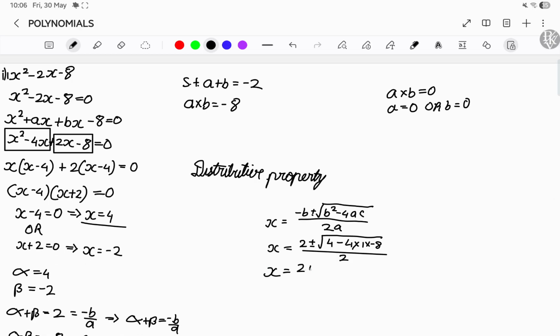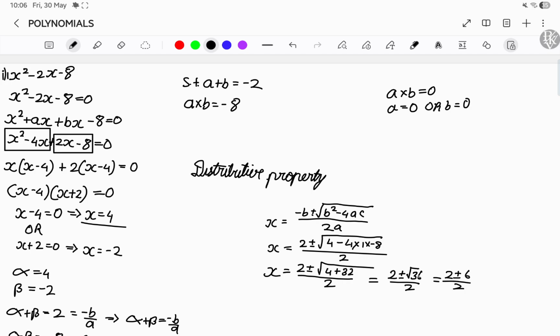X is equal to 2 plus or minus the root of 4 minus 4 into minus 8. Minus and minus cancel into plus. This will be 32, 4 into 8 is 32, divided by 2. That will be equal to 2 plus or minus root of 36 by 2, which is equal to 2 plus or minus 6 by 2.